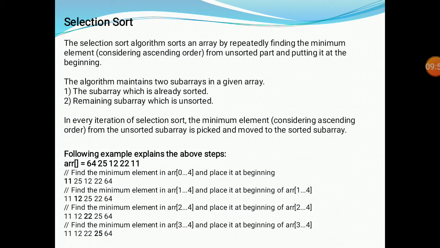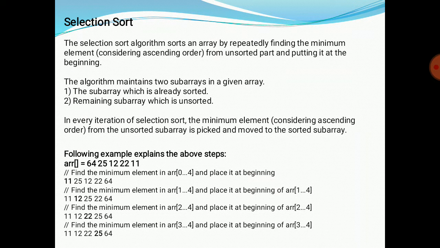So after the completion of the first pass of selection sort, the array now becomes 11, 25, 12, 22 and 64, as 11 and 64 are swapped because 11 is the first minimum element in the list.